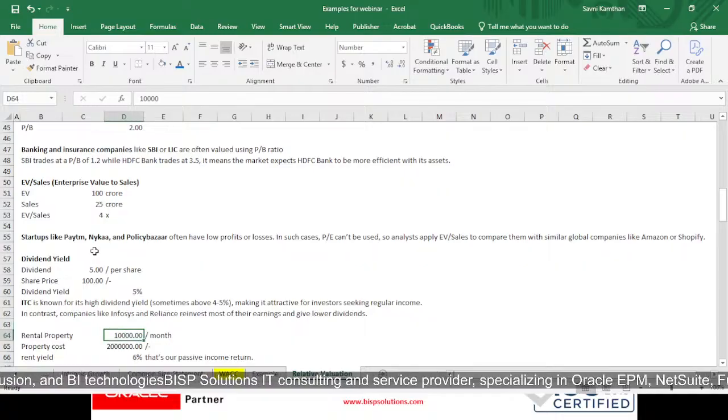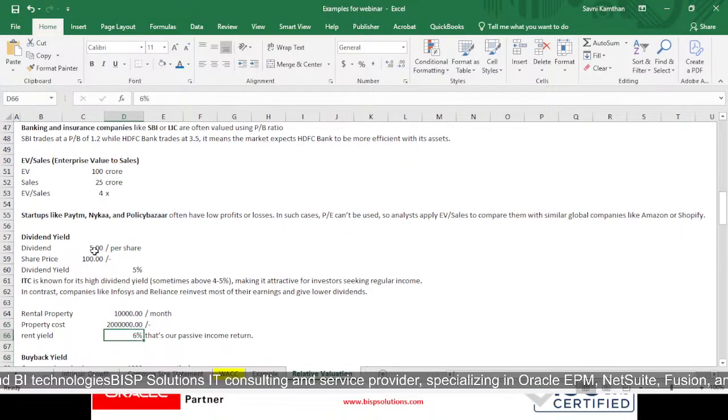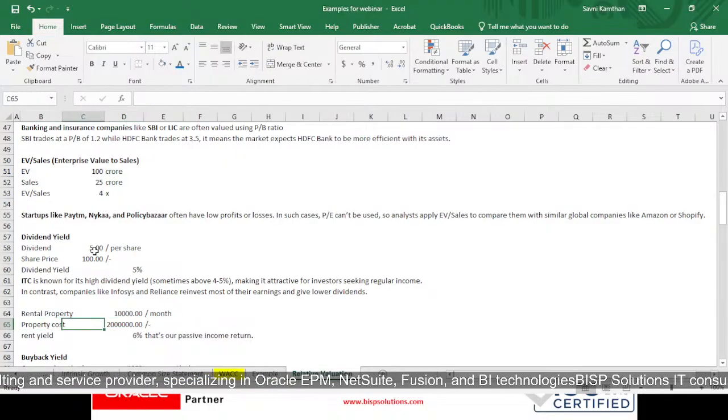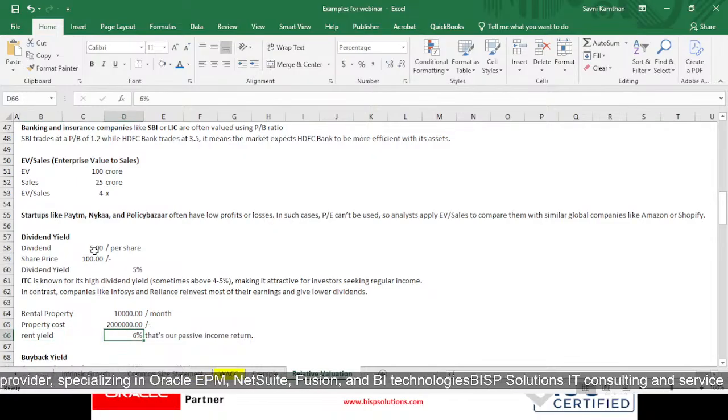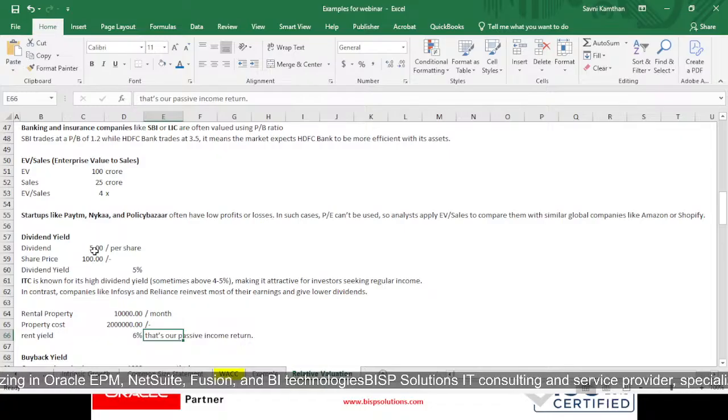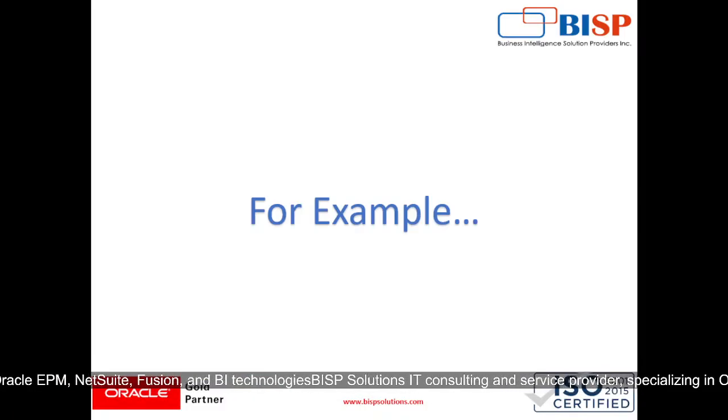Again, as an example, if we are buying a rental property that gives 10,000 rupees per month rent, and the property cost is 20 lakh rupees, the rent yield is 6%, which is the passive income interest we are getting in return, right?